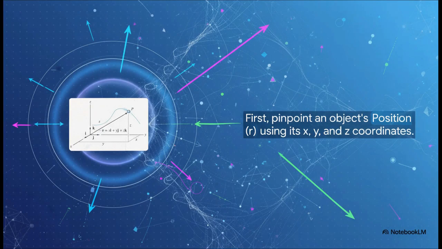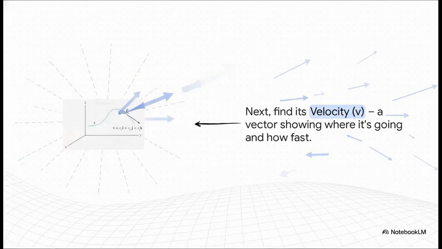Okay, so step one, we've got to know where the object is in the first place. We do that by defining its position with something called a position vector. It's basically just an arrow pointing from where we start, our origin, all the way to its exact location in X, Y, and Z space. Next up, we need to know how that position is changing, and that, my friends, is velocity. It's also a vector, and it tells us two things, not just how fast the object is going, but the exact direction it's headed in at that very instant.